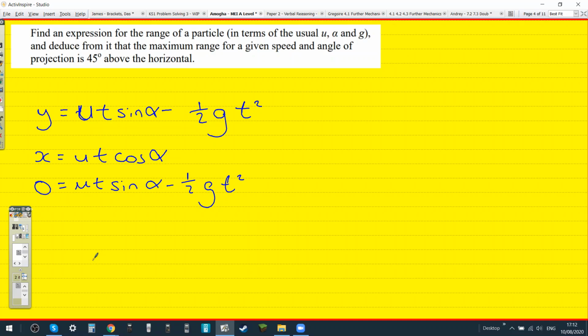Let's see. Is there some way? I'm not really sure how to do that question. We could make it so it's a bit more obvious. We have time. U sine alpha minus... So just t. Yeah, if we factorize out t, we could sub one instead of the other.